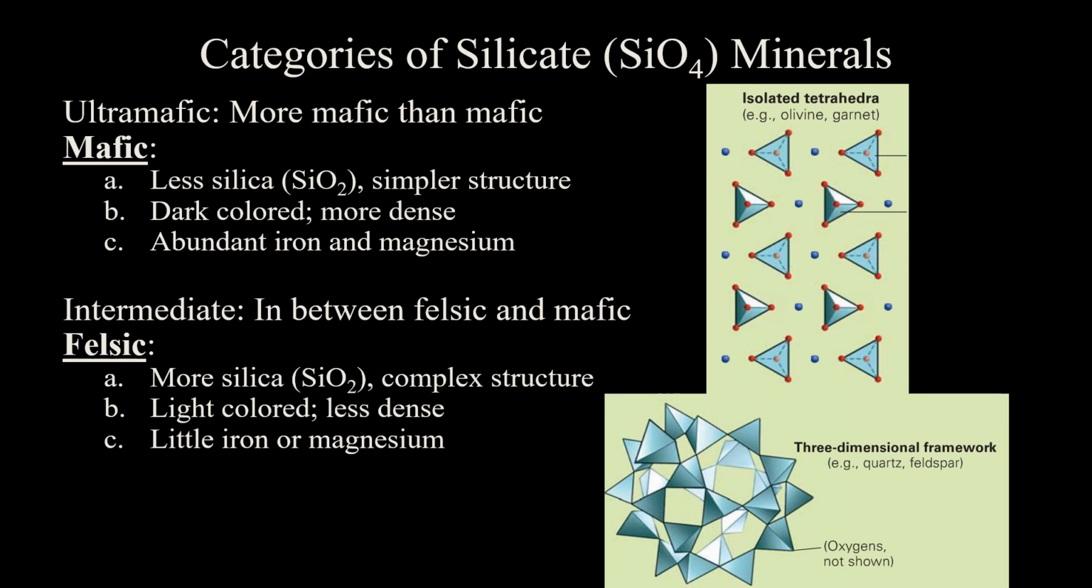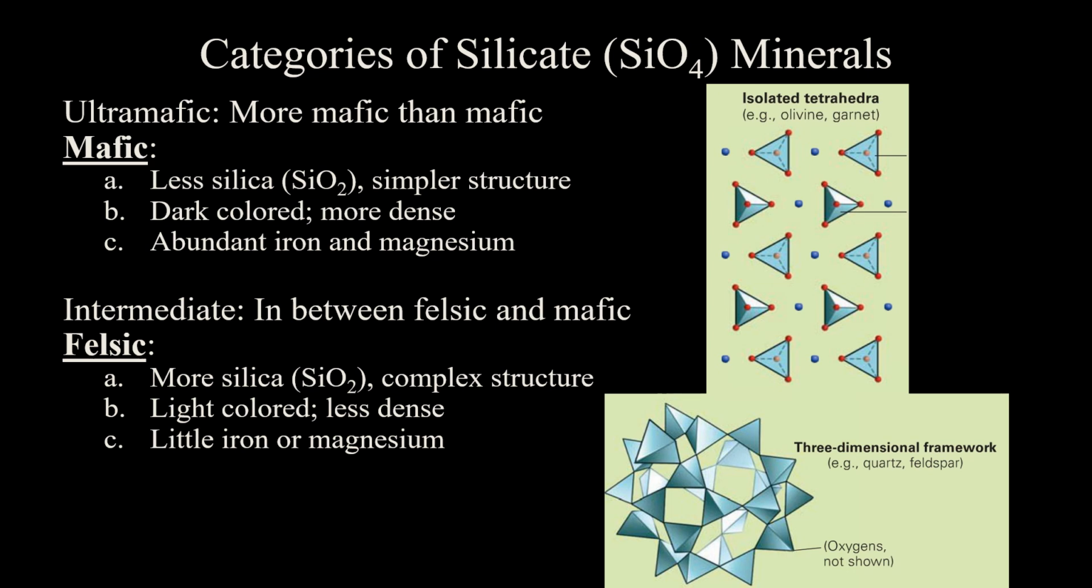These are rocks that don't have a lot of silica in them. They are relatively simple structures. They are dark in color. Because they have a lot of iron and magnesium, that's the name mafic comes from, they are high in density. So they're very different than what we call felsic rocks.